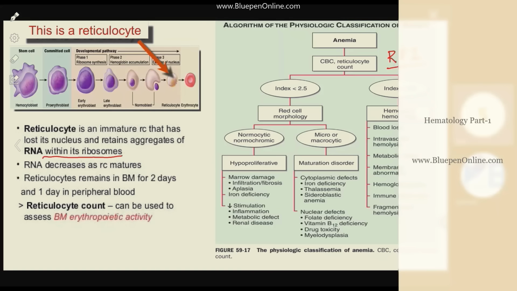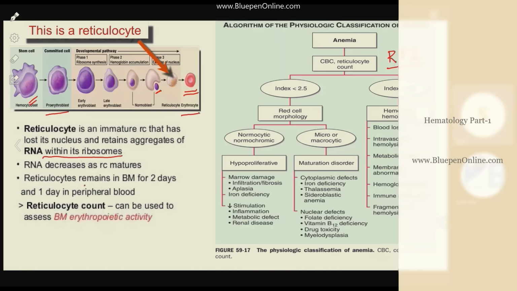You can see here the stem cell hematocytoblast is huge and it has a huge nucleus within it. A committed cell is known as a proerythroblast. It goes on to mature and ultimately the nucleus is extruded from the cell. The reticulocyte does not have any DNA in it. It just has a tiny bit of RNA, which ultimately gets extruded out to form the mature RBC known as erythrocyte.